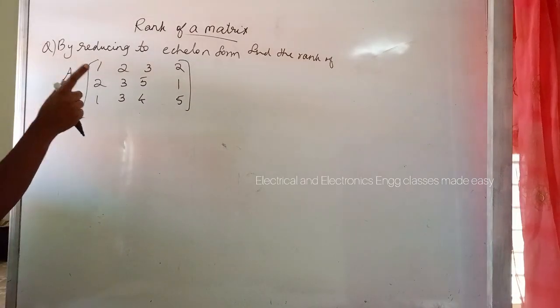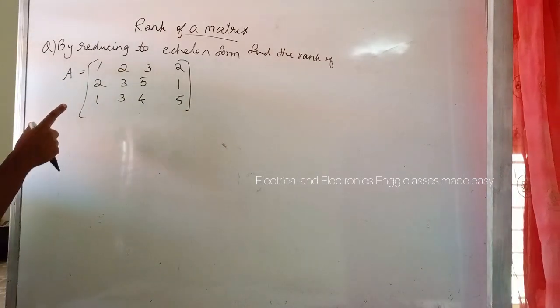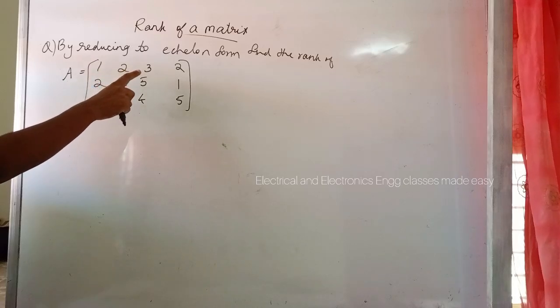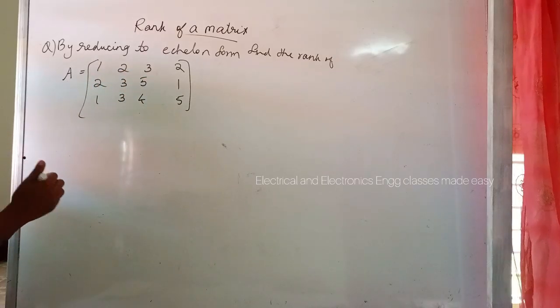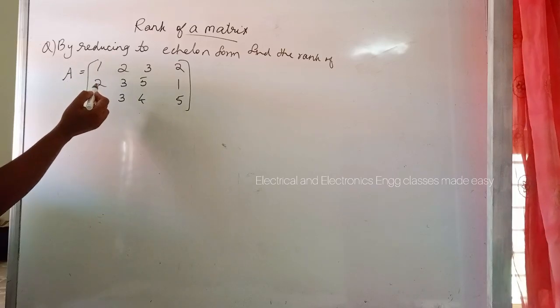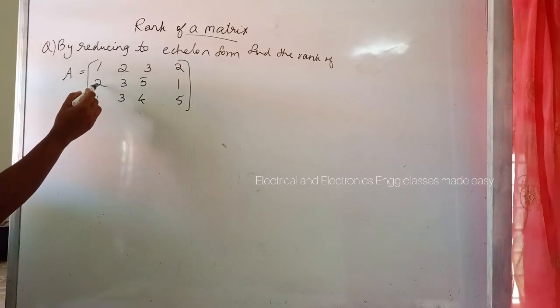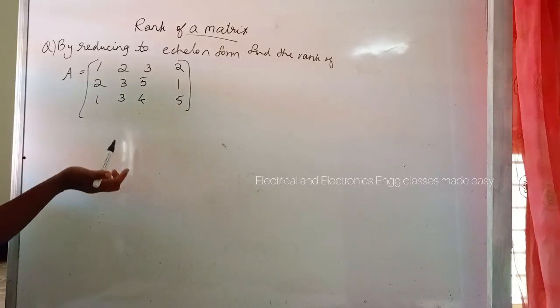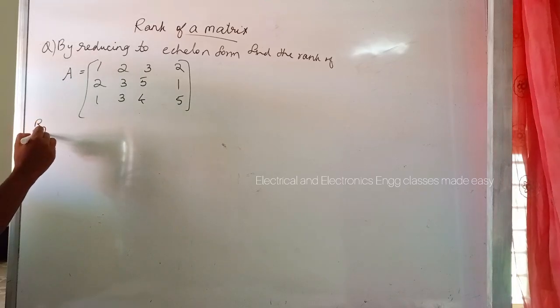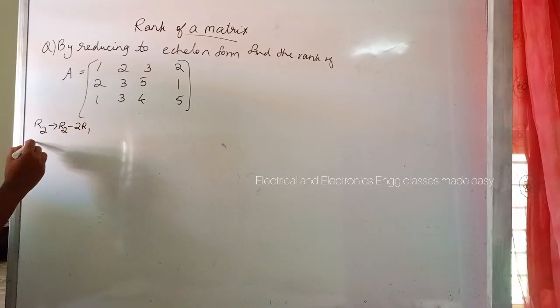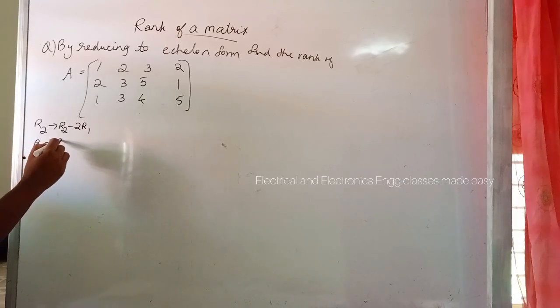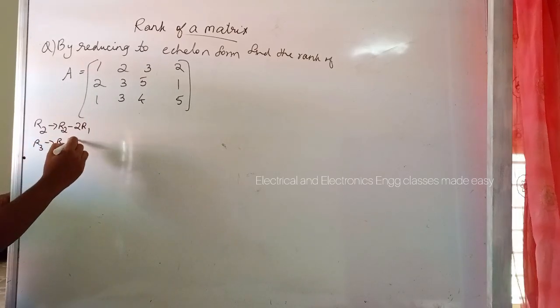By reducing to echelon form, find the rank of A equal to [1, 2, 3, 2; 2, 3, 5, 1; 1, 3, 4, 5]. Here the first element is 1. So let us make these two elements 0, that is R2 becomes R2 minus 2 times R1 and R3 becomes R3 minus R1.